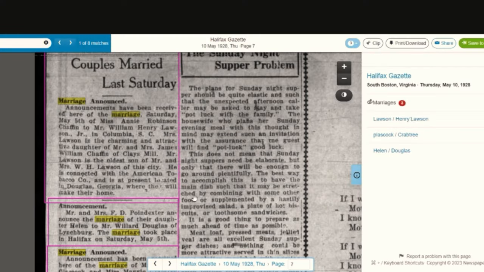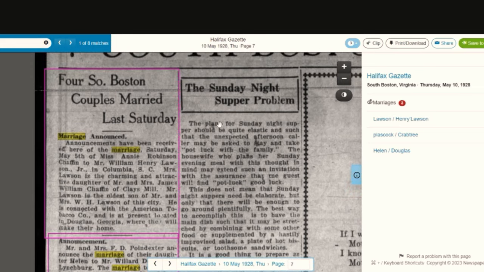Okay, so we are over here at newspapers.com, and I wanted to show you this newspaper. This is the Halifax Gazette. You can see it right here from May 10th, 1928. It's the 7th page into this particular edition. Now, what I love here is it tells us there were 4 South Boston couples that were married on this particular Saturday. So this is, again, Halifax County. It's the Halifax Gazette. This is Halifax County, Virginia. I specifically was looking for marriage records out of South Boston because that is where I do a lot of ancestor research. But I wanted to kind of give you an idea of what you can find.